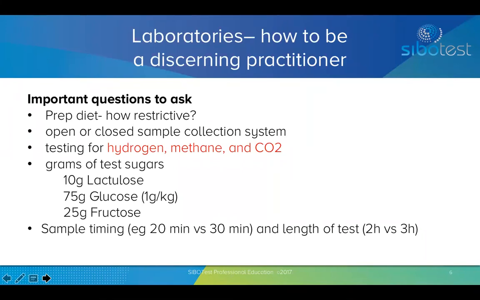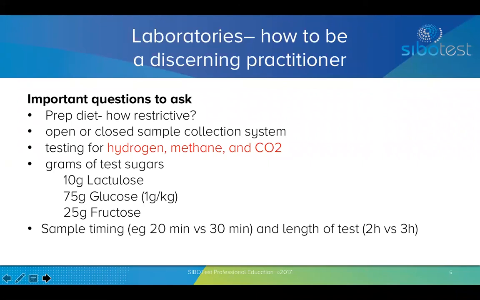And I often see patients that come in with test results that have been performed by different labs, and the grams of substrate were incorrect. And especially with lactulose, that is a big deal because lactulose is also a laxative. And so if you take more than 10 grams of lactulose, it's possible that you can end up with a much more rapid transit, and that will skew the results.